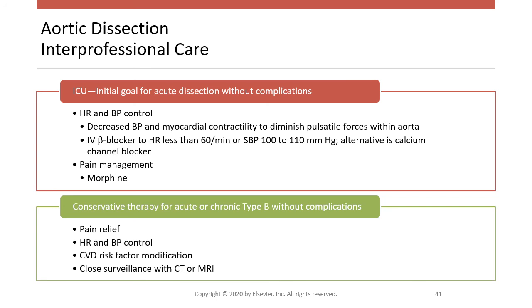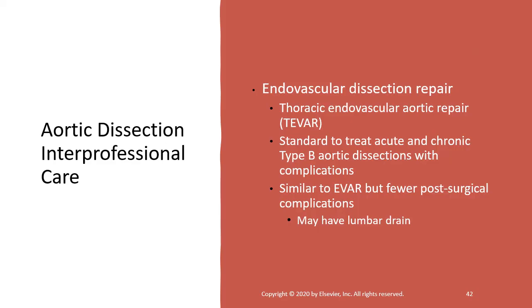Morphine decreases sympathetic nervous system stimulation and relieves pain. Supportive treatment for an acute aortic dissection serves as a bridge to surgery. The patient with an acute or chronic type B dissection can be treated conservatively. Conservative treatment includes pain relief, heart rate and blood pressure control, and cardiovascular risk factor modification with close surveillance imaging with CT or MRI.